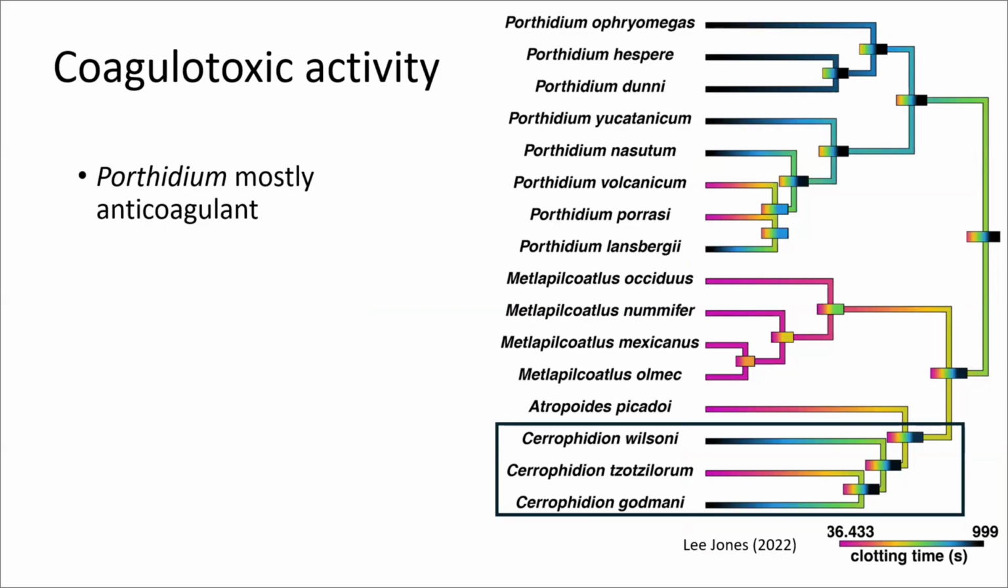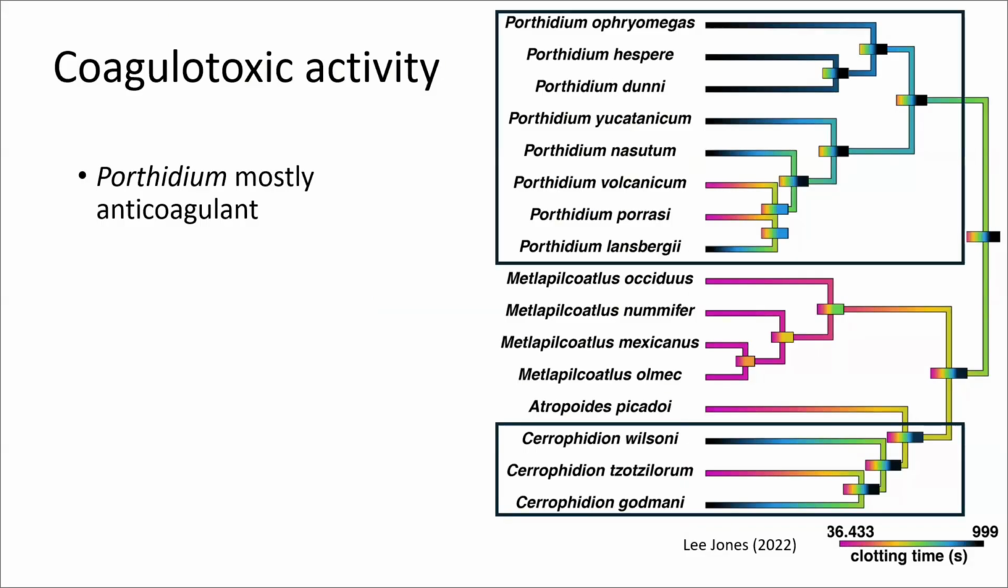So this is a heat map overlaid on a phylogenetic tree, just looking at the clotting times of these snakes on plasma. And what was shown was Porthidium were mostly anticoagulant. So warmer colors there indicate faster clotting times, and cooler colors indicate no clotting or slower clotting. Within Porthidium, there was uniquely a procoagulant Porthidium volcanicum and a pseudoprocoagulant Porthidium nasutum, but the rest were anticoagulant.